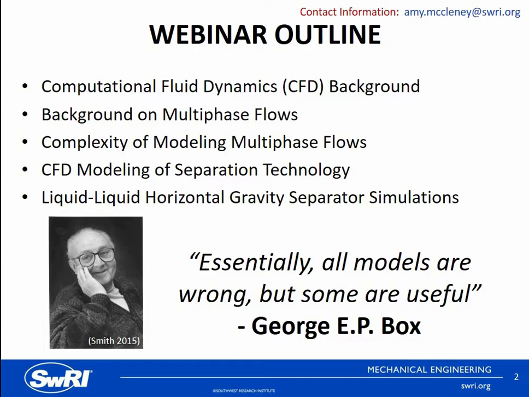And I do want to note this quote here on the bottom of this page that was by George Box, a British statistician who is noted as one of the most brilliant minds of the 20th century. He's quoted as saying, essentially all models are wrong, but some are useful. What this means is that imitating what actually occurs in real life is challenging, and models aren't perfect, but some get kind of close, and we'll get into that a little more during this presentation.